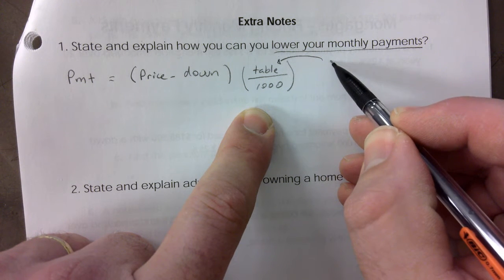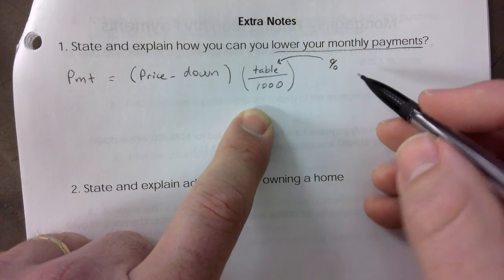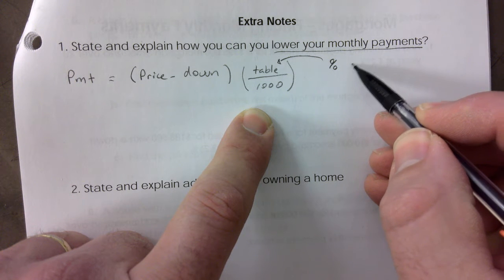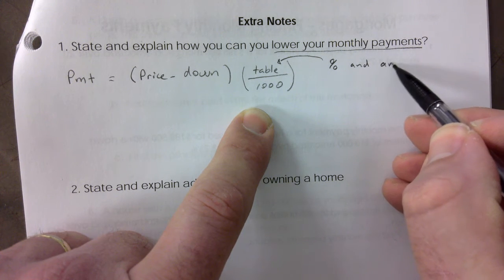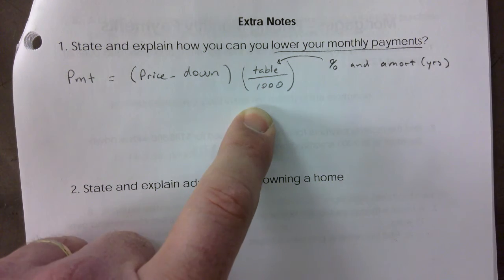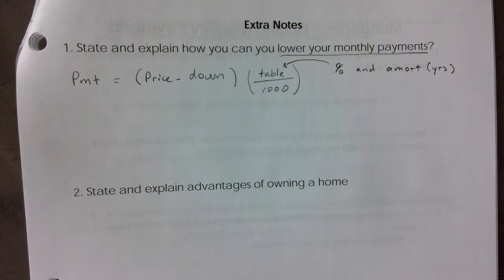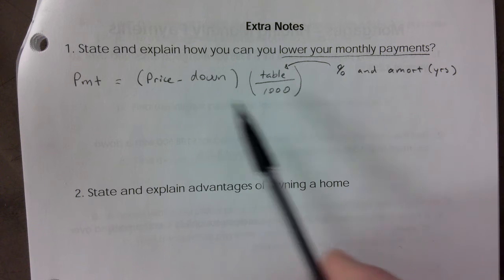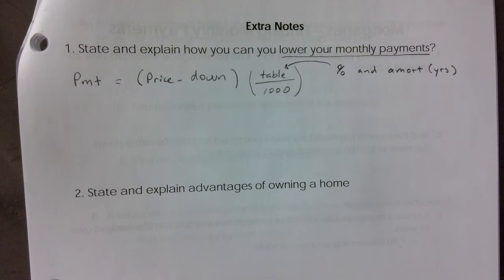We match the percentage and the amortization, so in years. If you think of the formula for the payment, there are so many components that factor into it. I like to think of all the components that come into play when calculating the monthly payment. And if you were to adjust those, it would change the outcome of your payment.